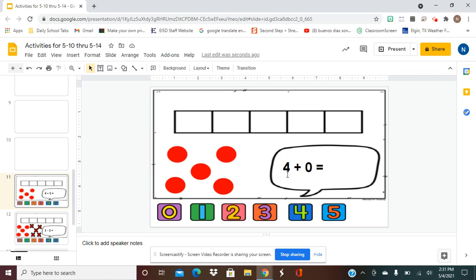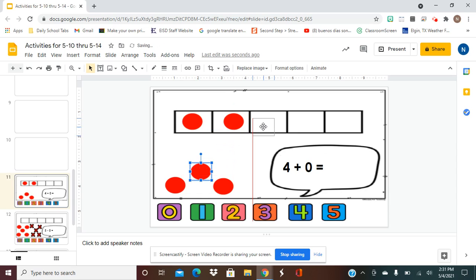So it says 4 plus 0 equals something. We don't know what the answer is. We're going to find out. So we're going to look over here. It says 4. That's the first number. So we're going to put 4 counters up here. 1, 2, 3, and 4. So we have 4 plus. Plus means that we're going to put more. Plus 0. So I'm supposed to add 0 more.